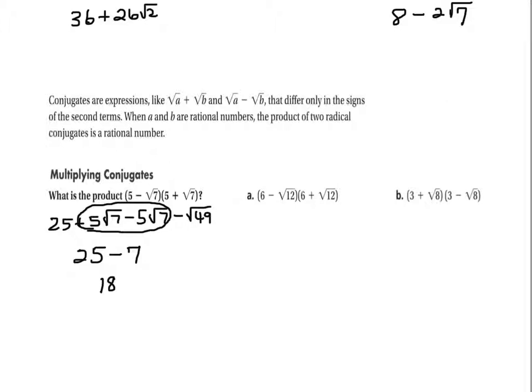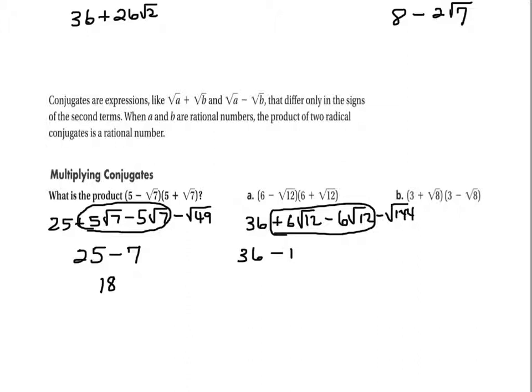Multiplying conjugates in letter A. First times first is 36. Outside is positive square root of 12. Inside is minus 6 times the square root of 12. And then last is the negative square root of 144. Again, you'll notice these two terms right here are opposites of each other, so they're going to go away. So it's 36, and minus the square root of 144, which is 12. So my answer is 24.